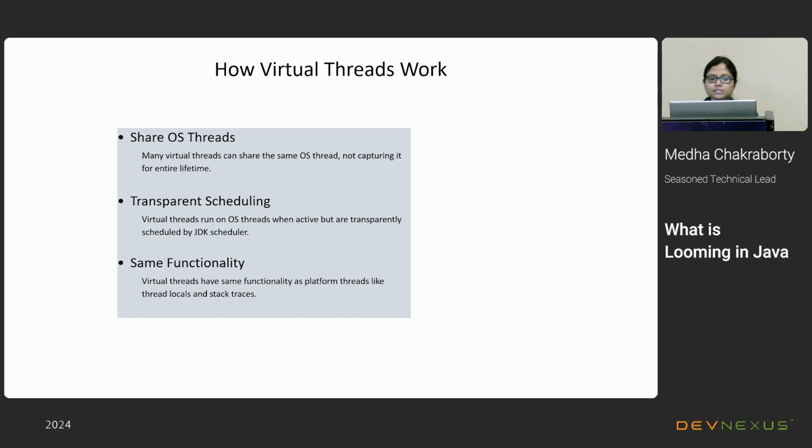Second thing, transparent scheduling. Virtual threads run on OS threads when active but are transparently scheduled by the JDK scheduler. So the scheduling is also done very transparently. And the third is same functionality. Virtual threads have the same functionality as platform threads, like thread locals and stack traces. So for async programming, we have seen there is a huge steep learning curve, right? But here we don't have to deal with that.